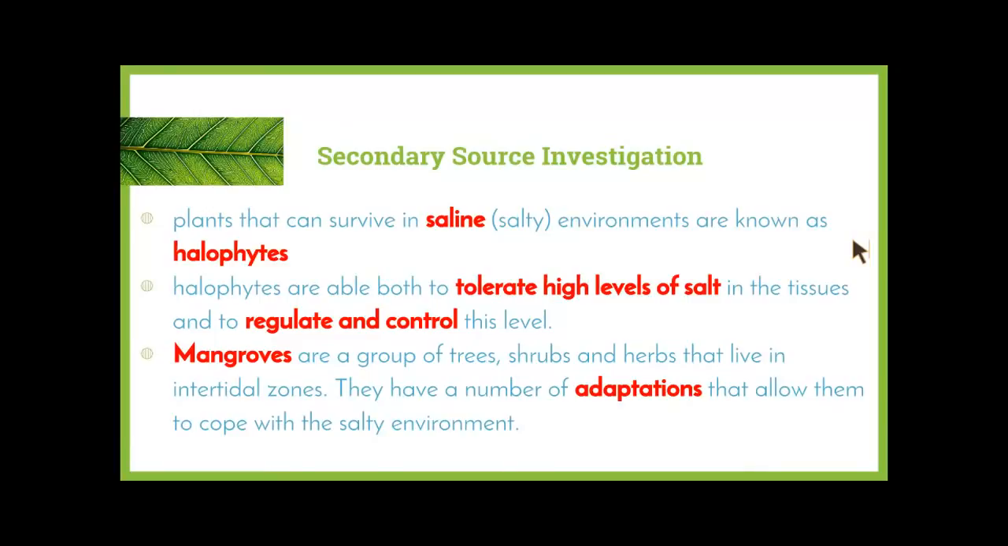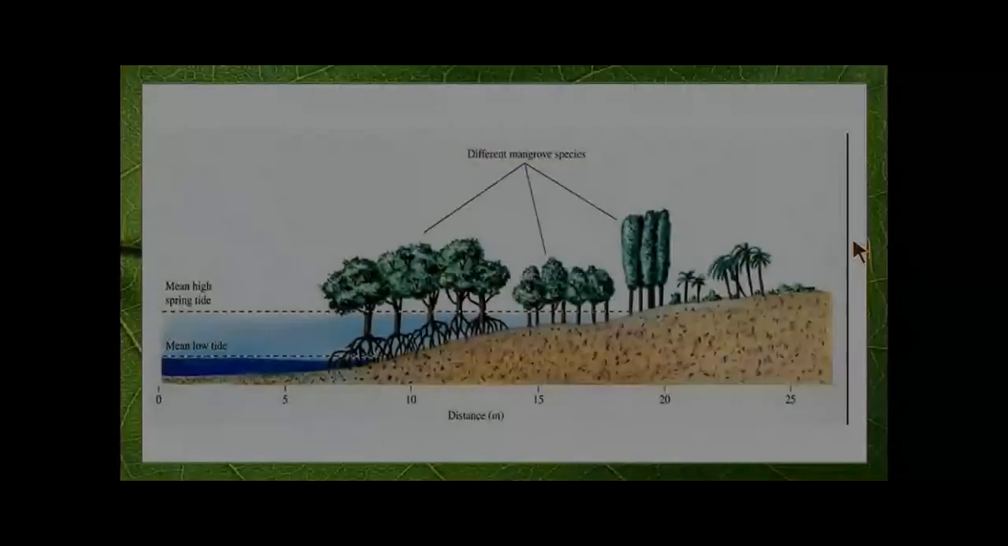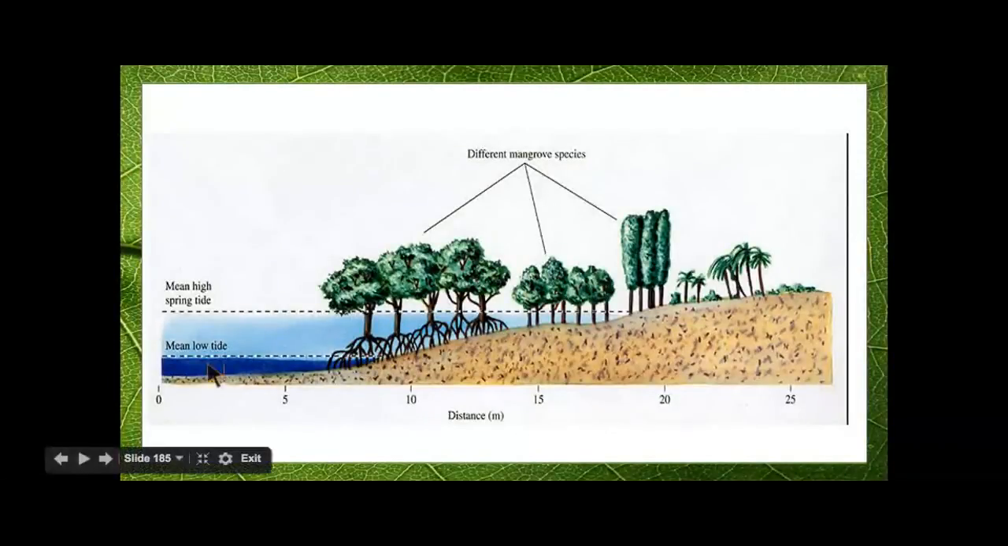So mangroves are a group of trees, shrubs, and herbs that live in intertidal zones, as we said, so in our estuaries, and they have a number of adaptations that allow them to cope with the salty environment that they live in. So here we see a cross-section or a transect of an intertidal zone, where we have our low tide, which is where the plants are during most of the time, and then our mean high tide.